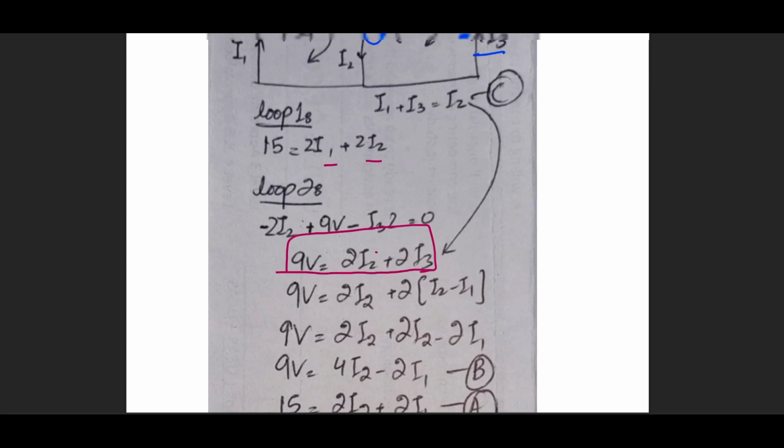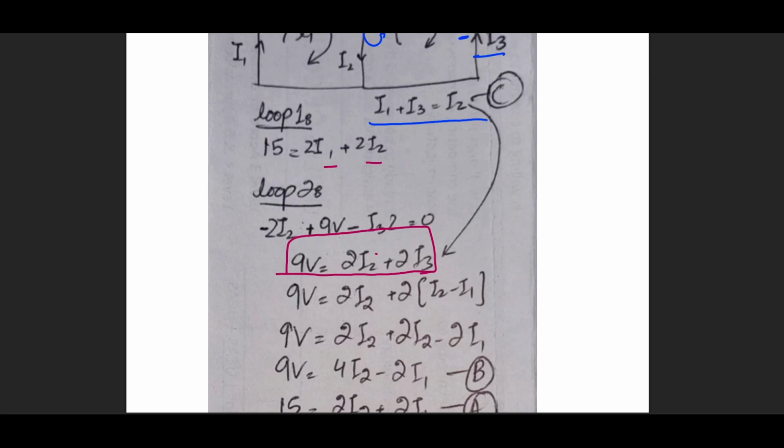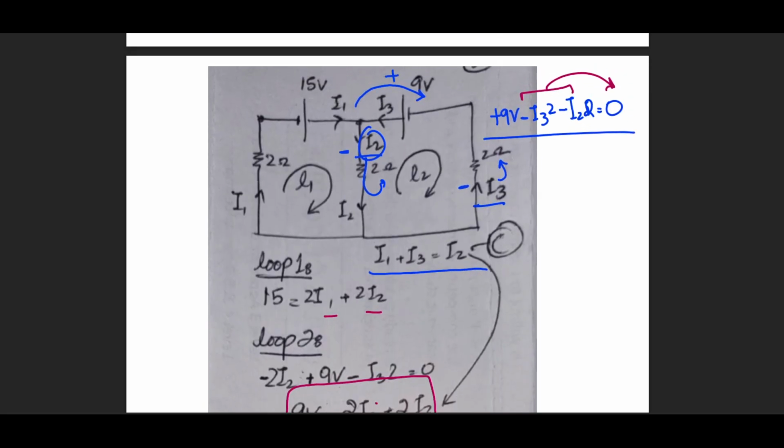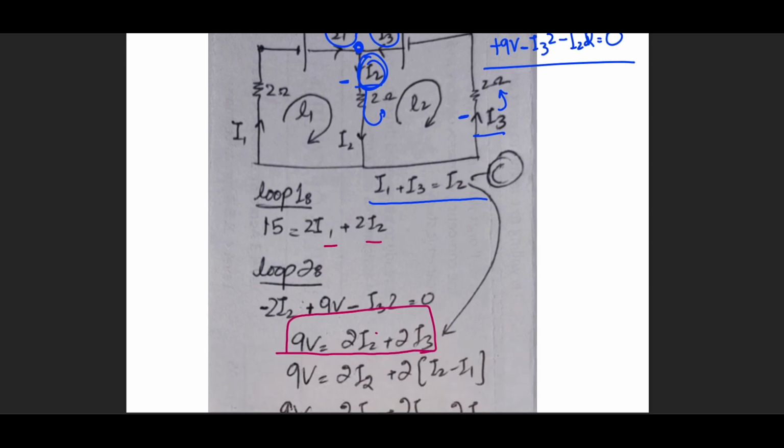I can't do that. So what I'm going to do is take help from Kirchhoff's first law, that the current entering a junction at this point is equal to the current leaving the junction. So I1 and I3 are entering and I2 is leaving. So I make this third equation, I1 plus I3 is equal to I2.